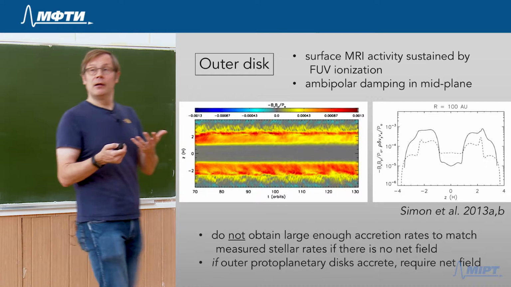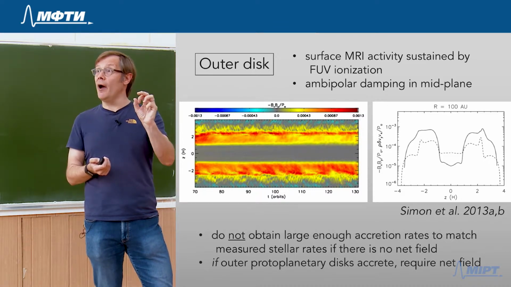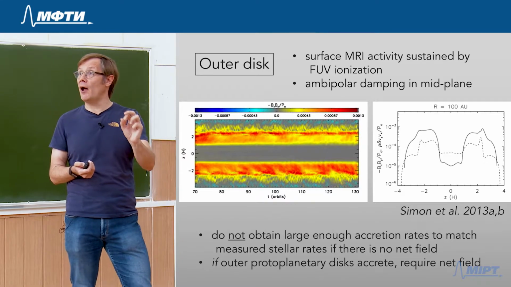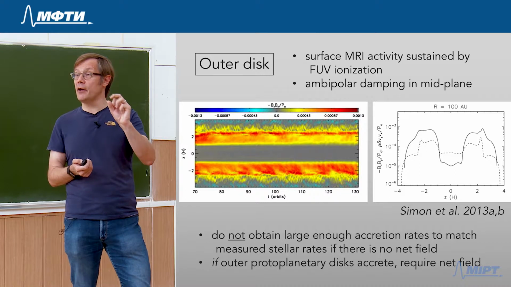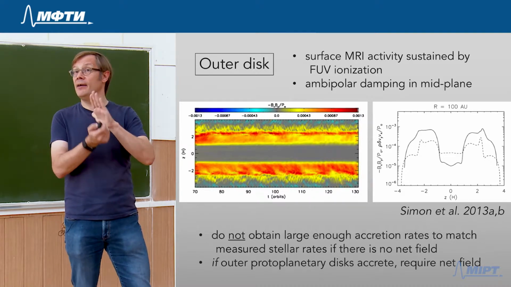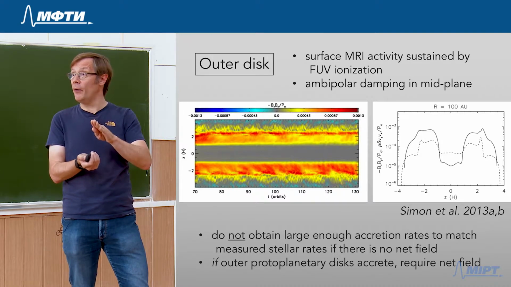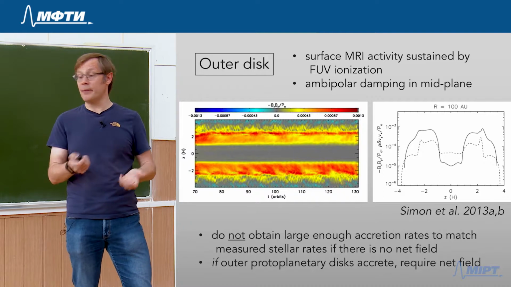In the outer disk, what we think is going on is that the surface layers are reasonably ionized by far ultraviolet flux from the star, and turbulence can be generated in those regions. Okay. In the inner part, even though the density is higher there, the ionization level is sufficiently lower that ambipolar diffusion very strongly damps MHD turbulence.